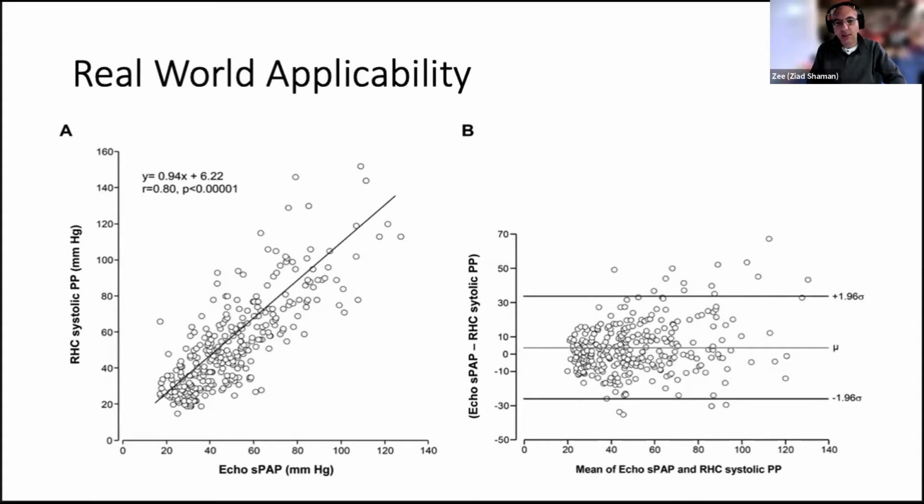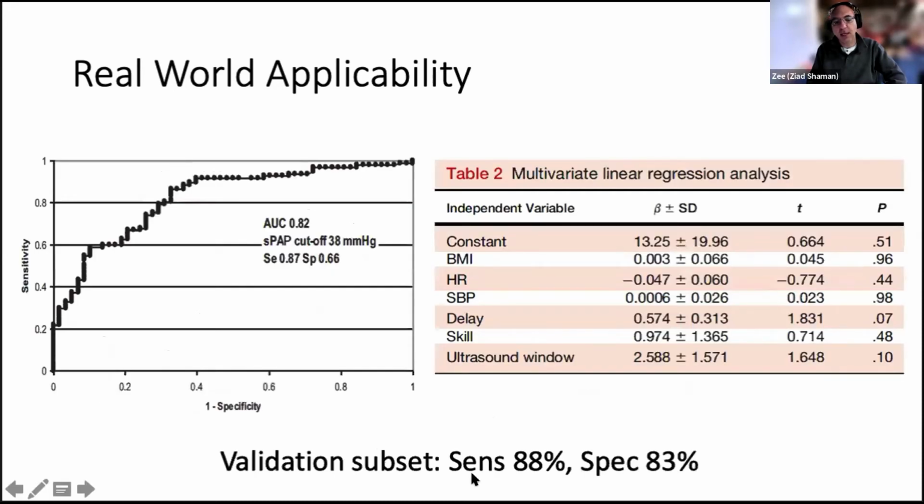And they also calculated the overall sensitivity and specificity after they validated their measurement cutoffs on another subset in the same institution, and they found an AUC, an area under the ROC curve, of 0.8. It's not a perfect test, but it doesn't look too bad. This is the overall sensitivity and specificity. This was the validation subset: 0.87 and 0.66, so 87% and 66%.